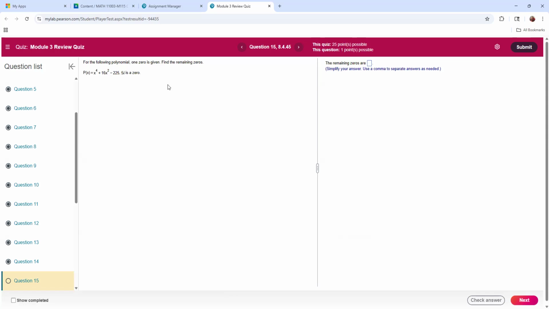All right, y'all, so let me write this one down. So they're giving us P of x equals x to the fourth plus 16x squared minus 225. They're telling me 5i is a 0. Find the remaining zeros. So since that's an x to the fourth, they gave me 1 zero, so I need to find 3 more zeros, okay?